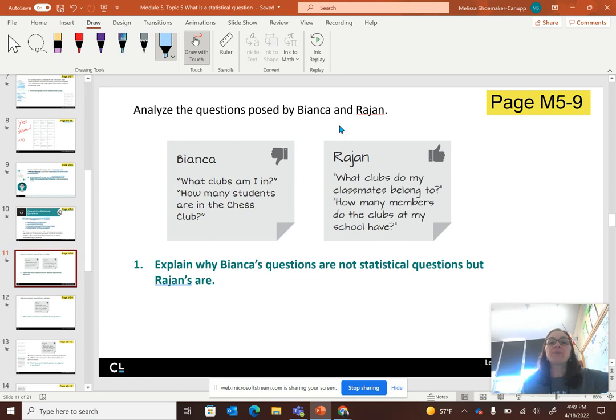Analyze the questions posed by Bianca and Rajan. Bianca asks, what clubs am I in? How many students are in the chess club? And Rajan is asking, what clubs do my classmates belong to? How many members do the clubs at my school have? So we're explaining why Bianca's questions are not statistical. Do you guys see the thumb up, thumb down? So they're giving us the answer. I want you to think about why Bianca would not be statistical. Write it down, show it to me. Pause the video.